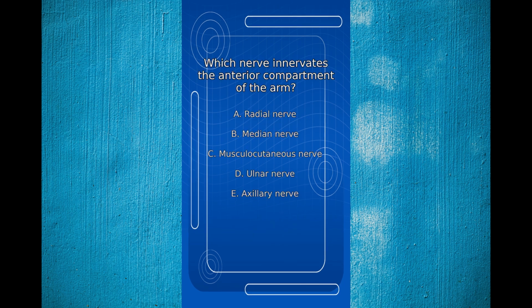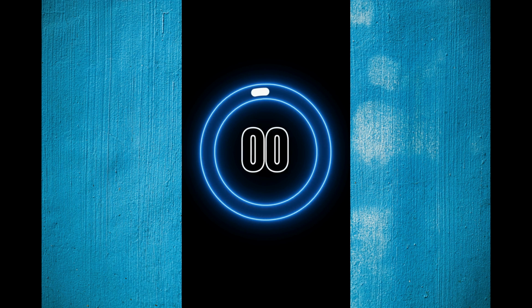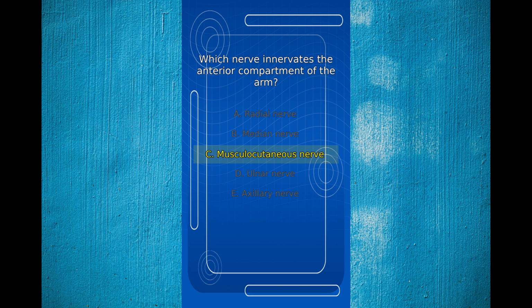Which nerve innervates the anterior compartment of the arm? The correct answer is C. Musculocutaneous nerve. The musculocutaneous nerve supplies the biceps brachii, brachialis, and coracobrachialis.